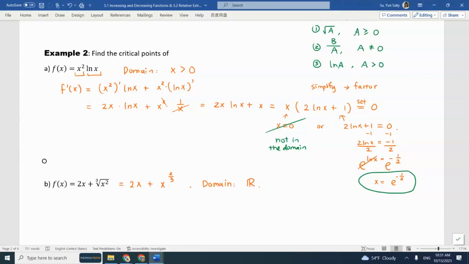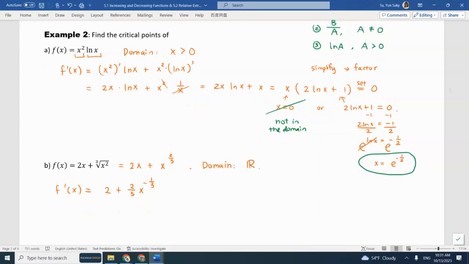Okay, take the derivative. Dylan, what is the derivative? Yes. 2 plus 2/3 times x to the 2/3 minus 1, which is negative 1/3. Okay, everybody? So, we need to simplify.